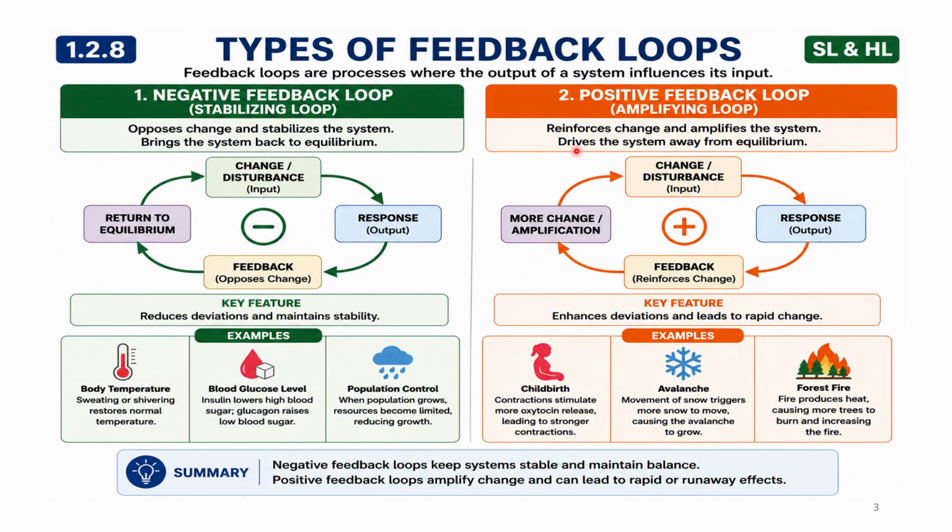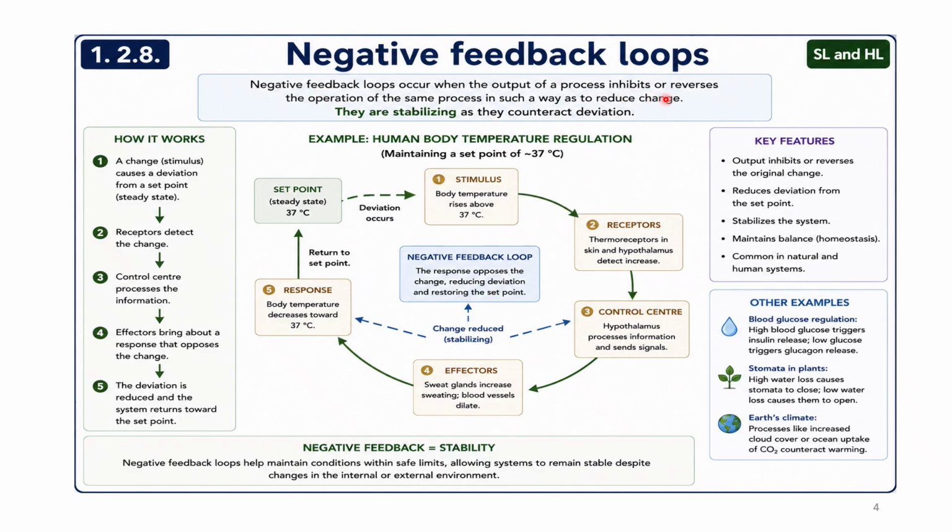In contrast, positive feedback reinforces change, pushing the system further from equilibrium. A classic environmental example is the ice albedo effect. As ice melts, darker surfaces absorb more sunlight, causing even more warming and further ice loss. Understanding the difference between these two feedback loops is essential for explaining how environmental systems remain stable or undergo rapid change. Let's explore negative feedback loops, which help keep environmental systems stable by reducing change and restoring equilibrium.